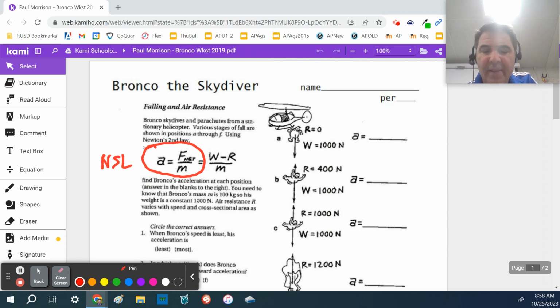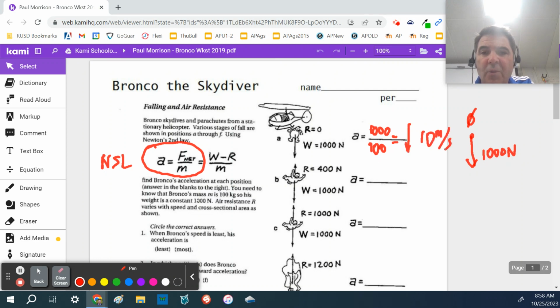So what we have here in this one is the resistance is 0 because he just jumped. So there's no air resistance. He's just jumped out. And so his weight is acting down alone with 1,000 newtons. And so acceleration is always going to be the net force, which in this case is 1,000 down over the mass. And the mass is going to always, in this case, be 100. And so the acceleration here equals down 10, and that's meters per second squared.